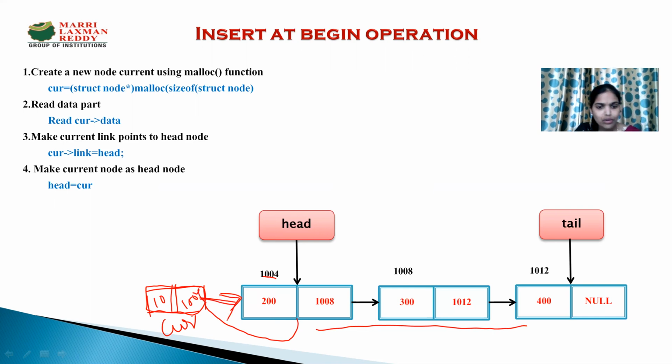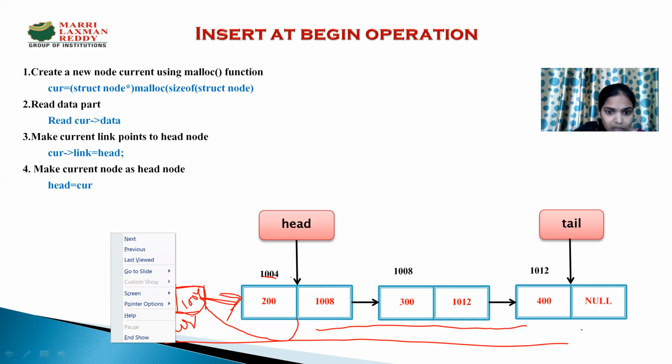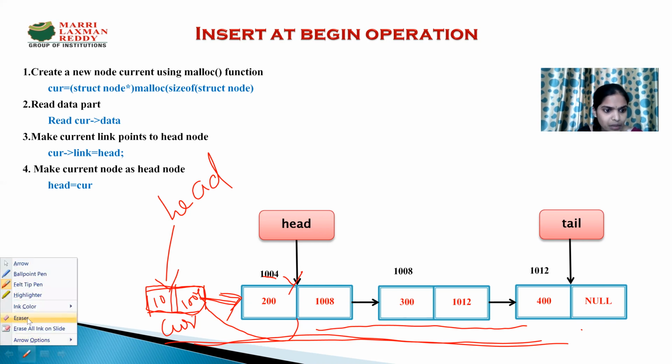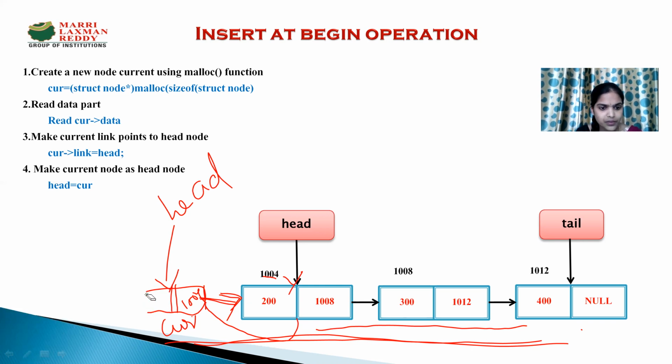Then, already we know that in every single linked list, the first node is the head node and the last node is the tail node. So if we want to make the current node the head node, we have to remove the head mark from here, and mark the head node here. So the node has been inserted at the beginning. Now we will see how this is done. Let me erase this first.